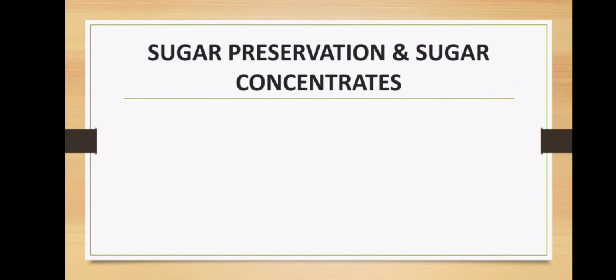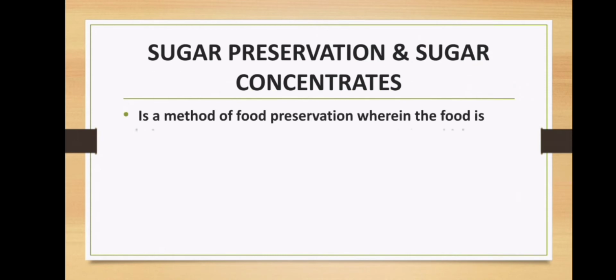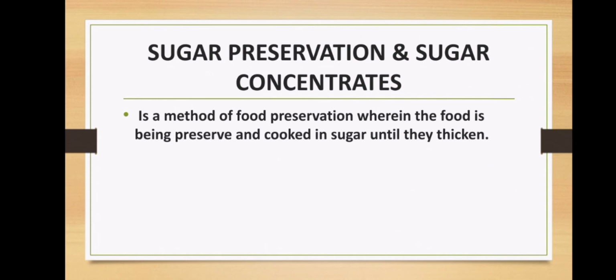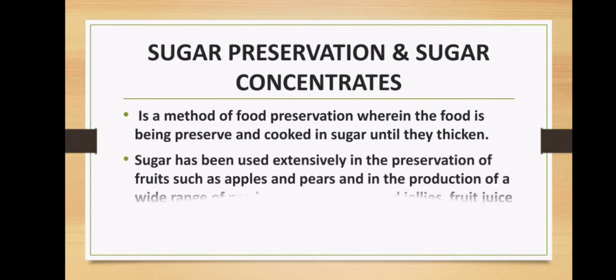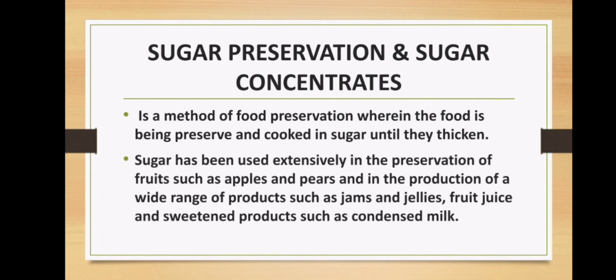Sugar preservation and sugar concentrates is a method of food preservation wherein the food is preserved and cooked in sugar until they thicken. Sugar has been used extensively in the preservation of fruits such as apples and pears, and in the production of a wide range of products such as jams and jellies, fruit juice, and sweetened products such as condensed milk.